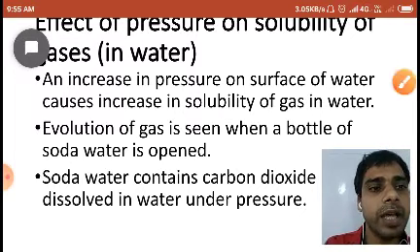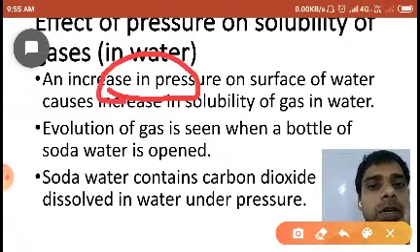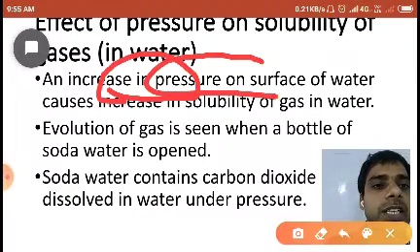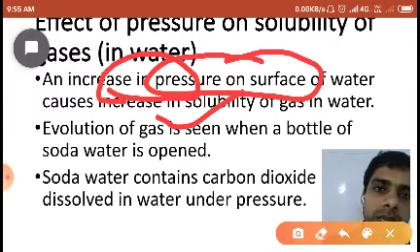So you can say that solubility can be increased when we increase pressure on the surface of water. So an increase in pressure means an increase in solubility of gases. Okay? So that's it. We can say this about the effect of pressure on solubility of gases in water.